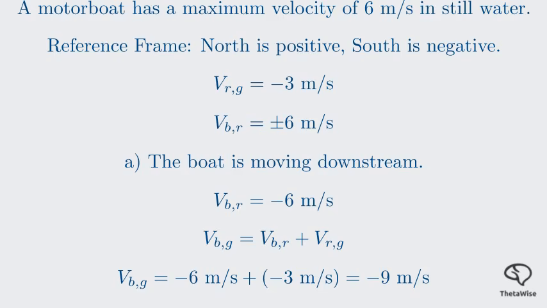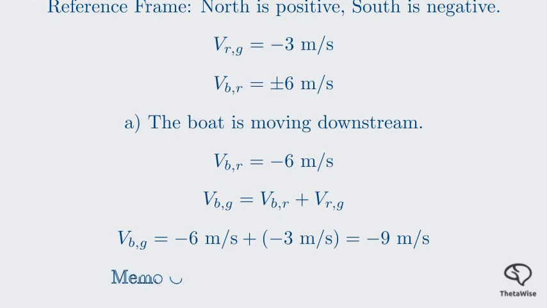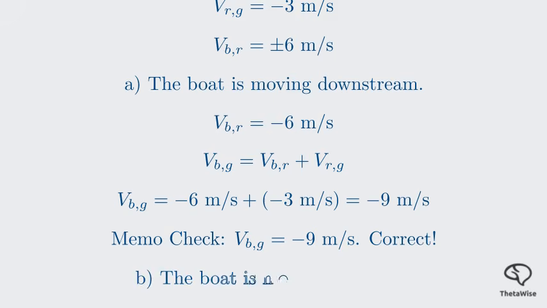Its own speed combines with the river's speed. The memo confirms our calculation. The final velocity is -9 meters per second. Now let's solve Part B. Part B asks for the boat's velocity relative to the riverbank when it's moving upstream.